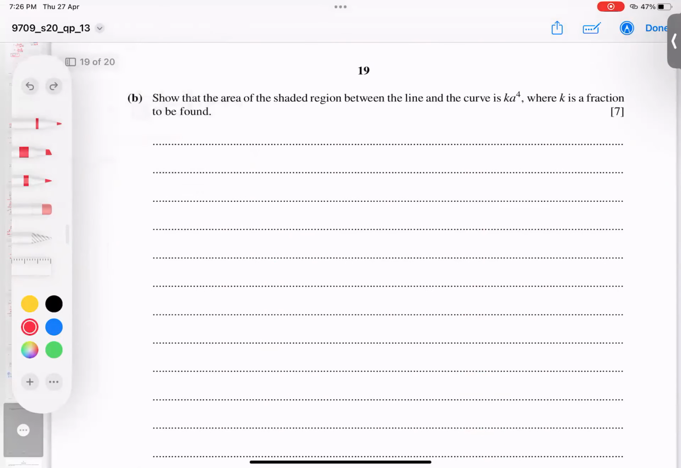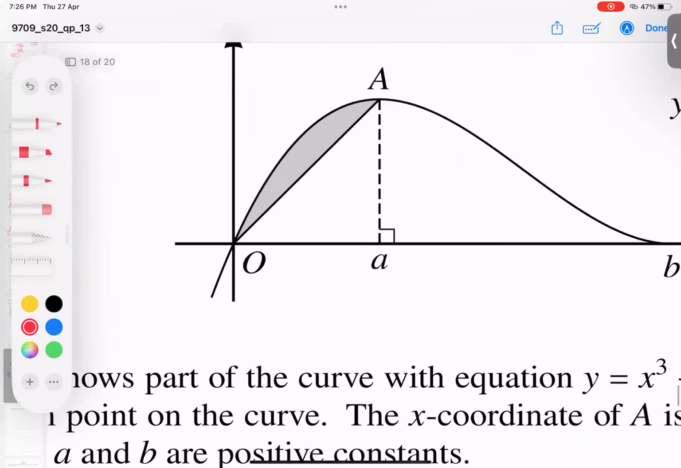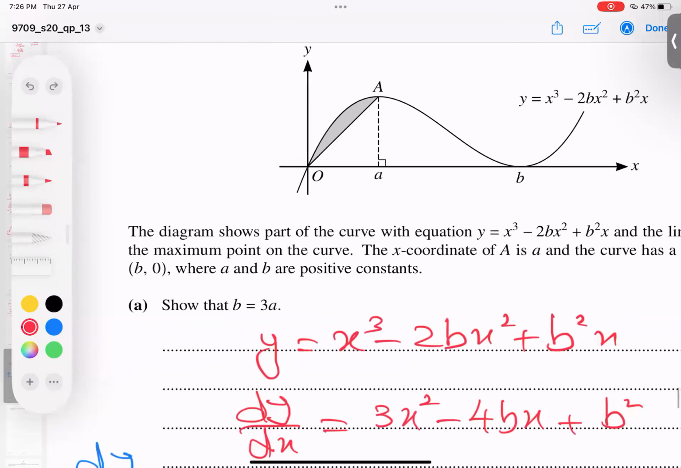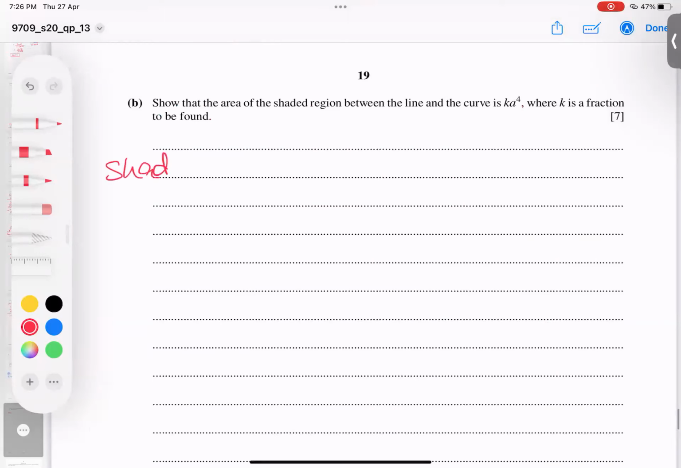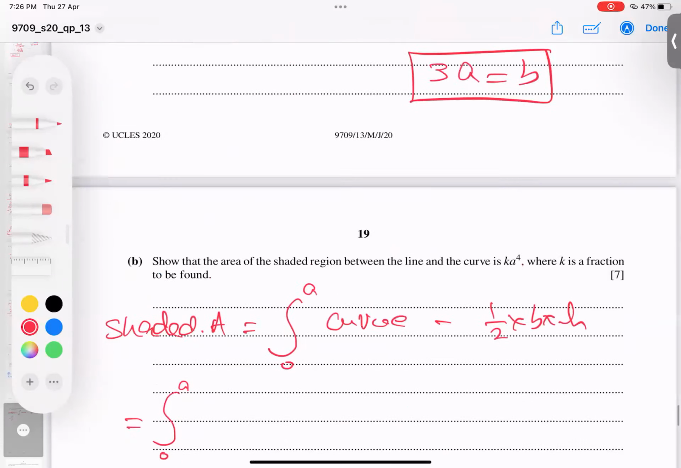Shared area. How to get the shared area? Come back, make a plan first. Area of what? If we integrate the curve equation from 0 to a, I'll get a full area. When I integrate the line equation, or I get the area of a triangle, then subtract them, I get this answer. So the curve equation with limits 0 to a. So let's start. The shared area I'm looking for is the integral from 0 to a of the curve equation, minus half into base into height. And what is the curve equation, students?